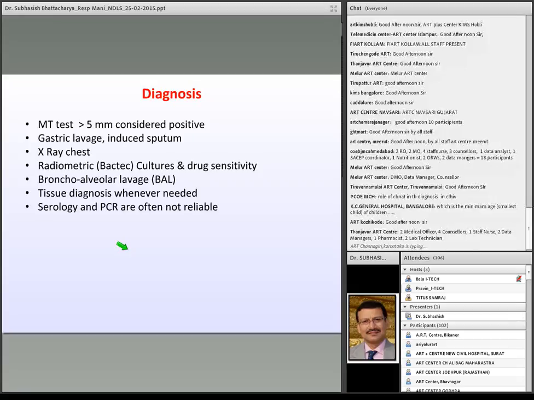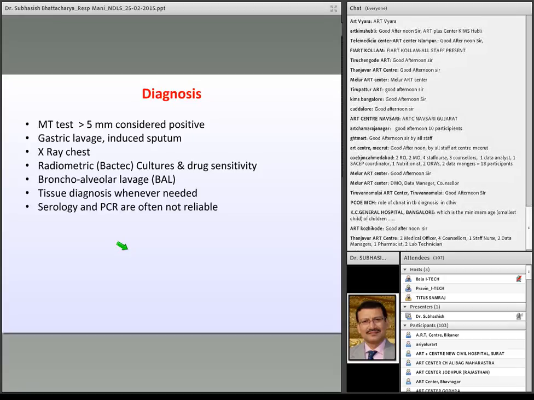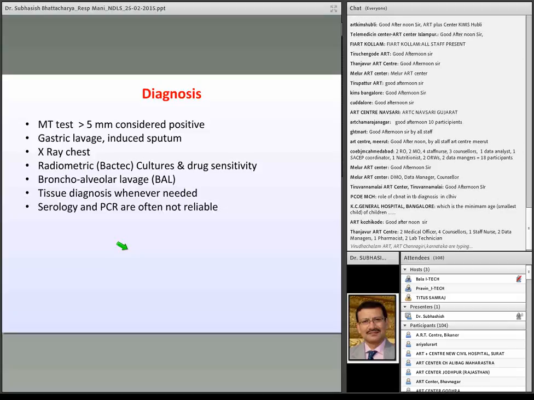X-ray should be done, and radiometric bacterial culture is often helpful, but it's expensive and not available everywhere. Bronchoalveolar lavage can be done, and from the bronchoalveolar lavage specimen CBNAAT or other bacterial isolation techniques can be used. Tissue diagnosis wherever needed is possible, but serology and PCR are often not reliable, and we should not go for PCR and serology routinely for diagnosing TB in HIV positive children.